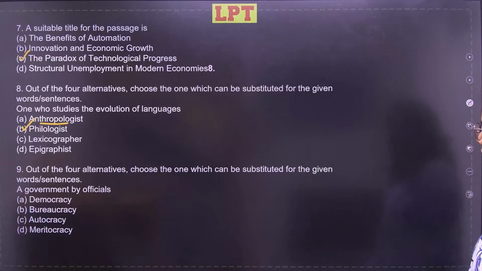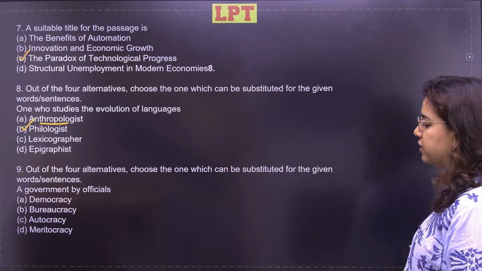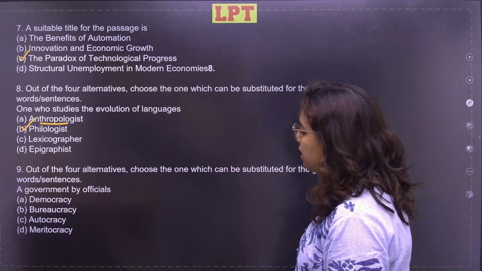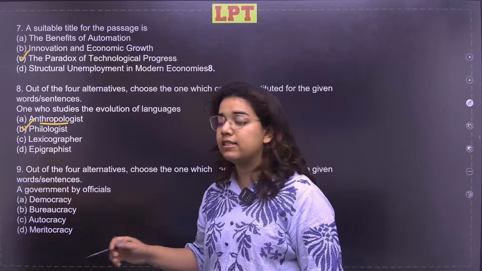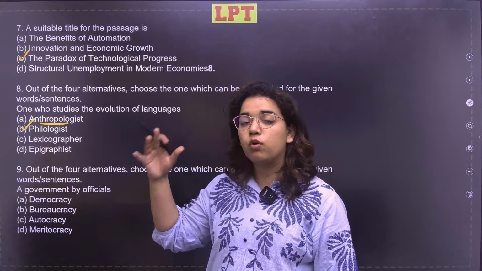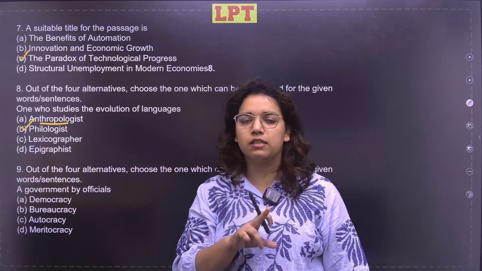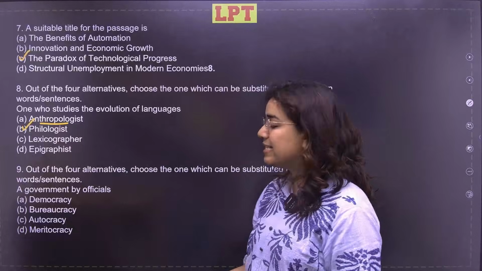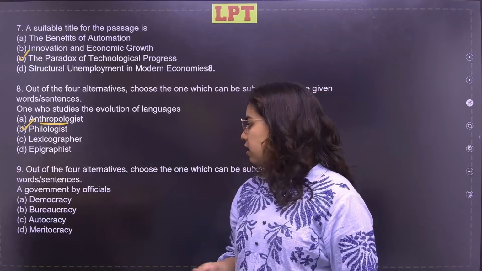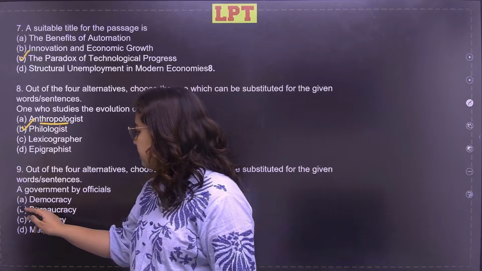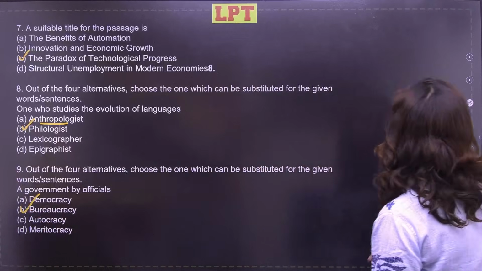One of the 4 alternatives, choose a word which can be again one word substitution. A government by officials. See, democracy, autocracy, meritocracy. Meritocracy means something based on merit, like who is the most talented. Autocracy is based on one person. One person is running the government. Democracy is the government run by the people. We are left with bureaucracy. That is our answer in this question.